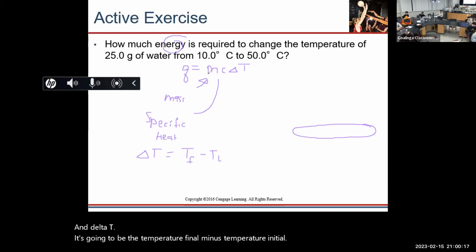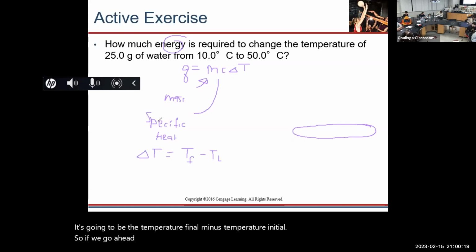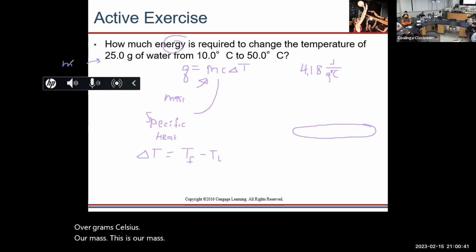Okay, so if we go ahead and plug it in, we know that our specific heat for liquid was 4.18 joules over grams Celsius. Our mass, this is our mass. And then our delta T, that's going to be 50 minus 10.